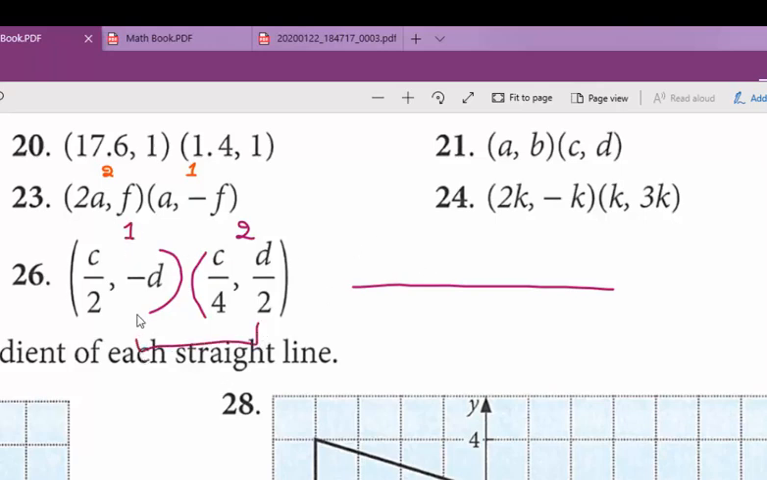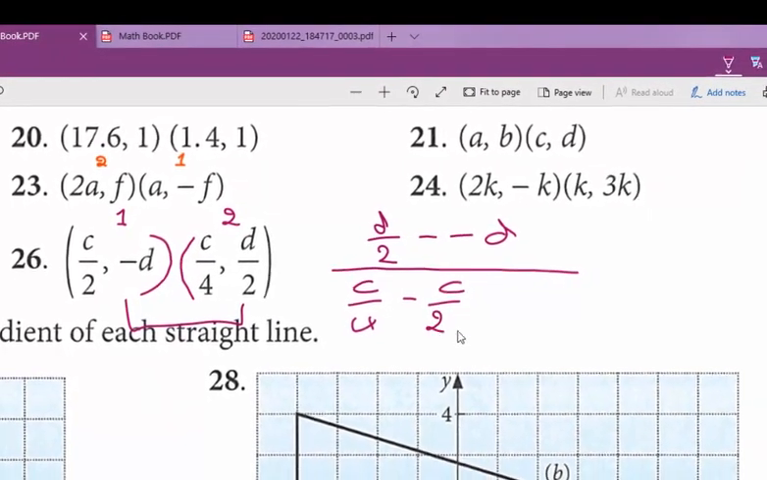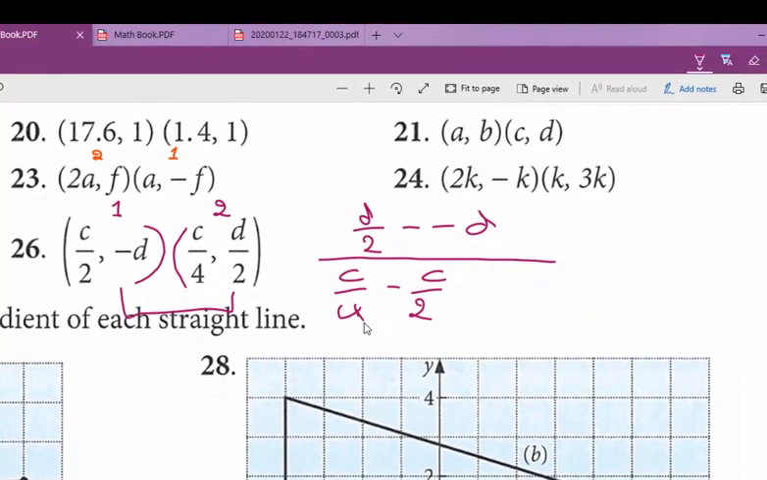Then y2 minus y1, d over 2 minus negative d. C over 4 minus c over 2. We can leave it like this, but if the question said simplify, we can do one more step. Minus minus will be plus. D over 2 means half of d. Plus one more d, it will be 1.5d. It means 1d and half.